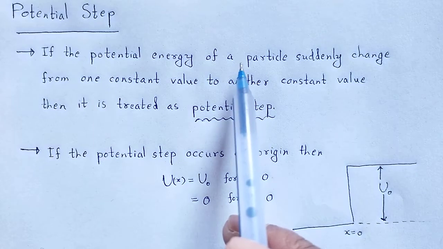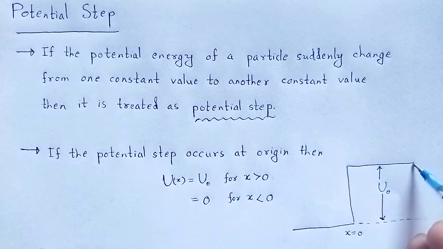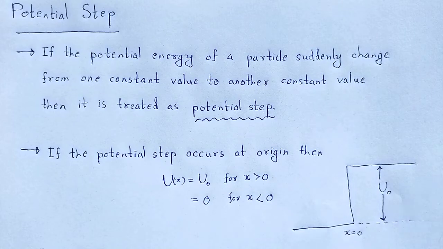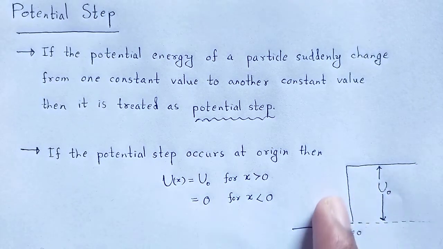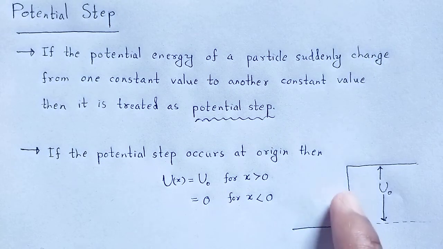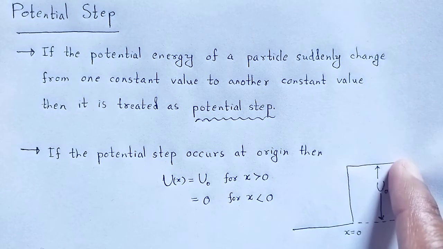The potential energy of a particle suddenly changes from one constant value to another constant value. This is the potential step. And when we consider that potential step at origin, it has the value U naught in one region and 0 in the other region. So, the potential energy vanishes to the left of origin and attains a constant value to the right of origin.